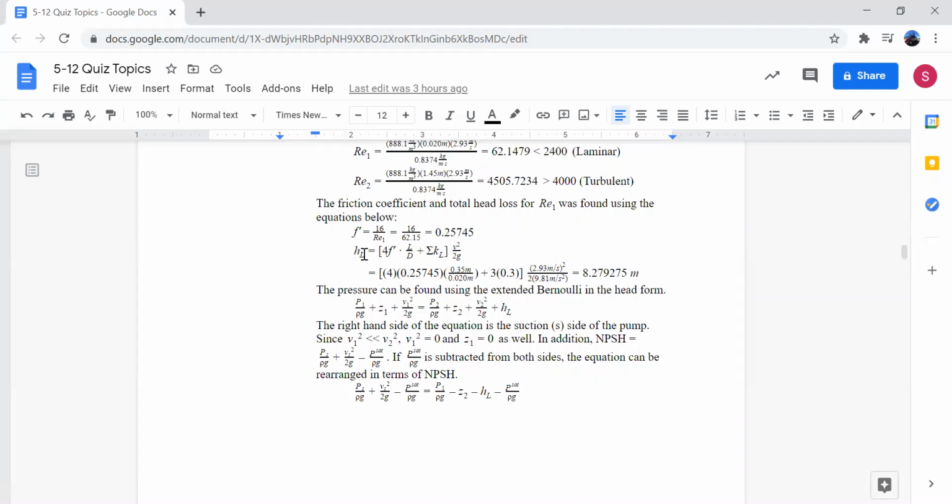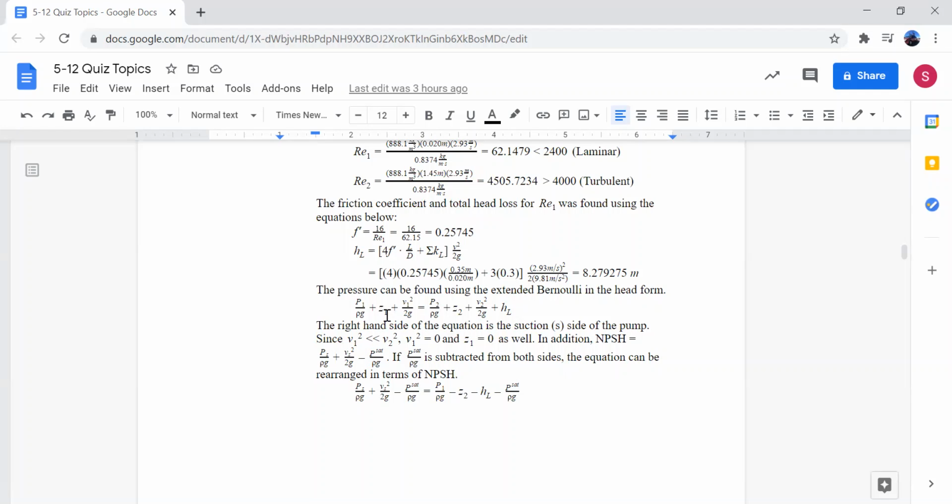Then we have to find the total head loss, which is equal to the script F, the friction coefficient, plus the sum of the minor losses, which comes from the bends, and the K value was given. We just plug all of that in and get this value. Then to find the pressure at point 1, we use the extended Bernoulli equation. This HL is the total, and it's really like F over G total.